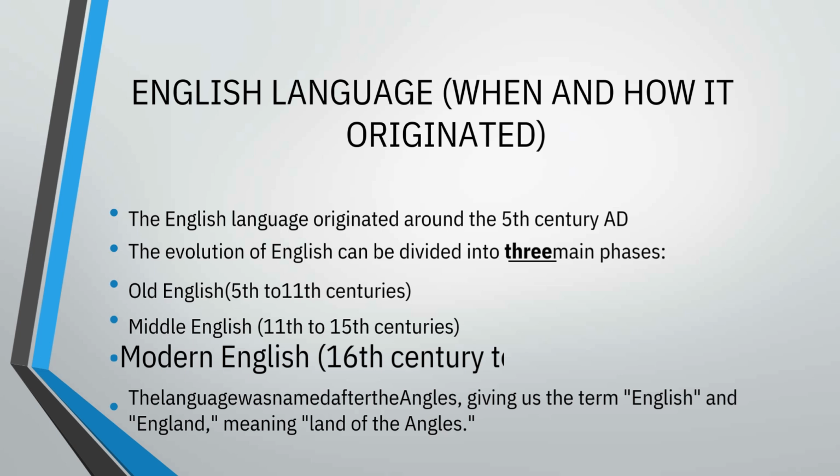Now we will explore the English language: when and how it originated. The English language originated around the 5th century A.D. The evolution of English can be divided into three main phases.